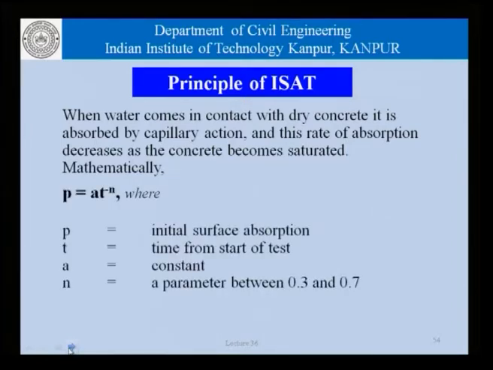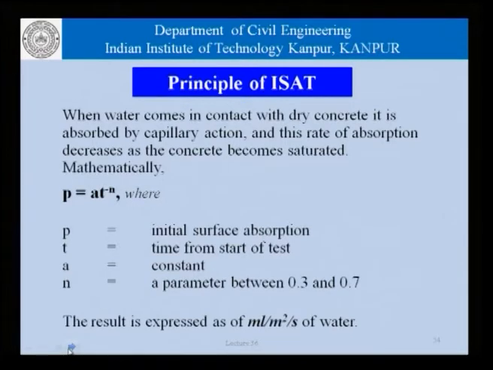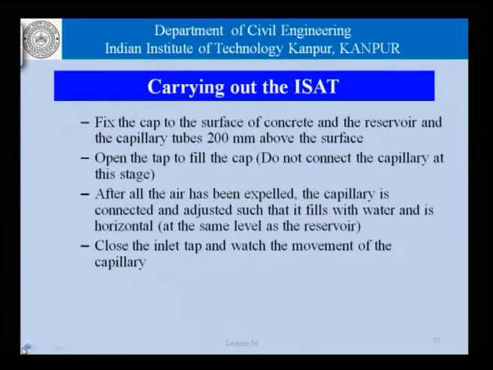And mathematically speaking, we have an equation of the nature that is given here, where P is equal to A times T to the power of minus n, where P is the initial surface absorption, T is the time from the start of the test, A is a constant, and n is a parameter which has been found to vary between 0.3 and 0.7 for most concretes. And once we do all this, we have a result which is expressed in terms of milliliters per square meter per second of water absorbed. And when we are carrying out these tests, these are the steps that are involved in the process.